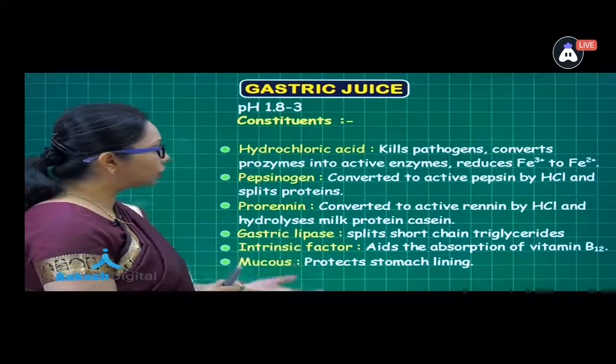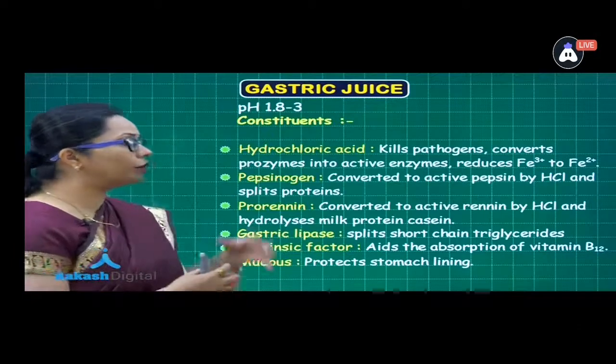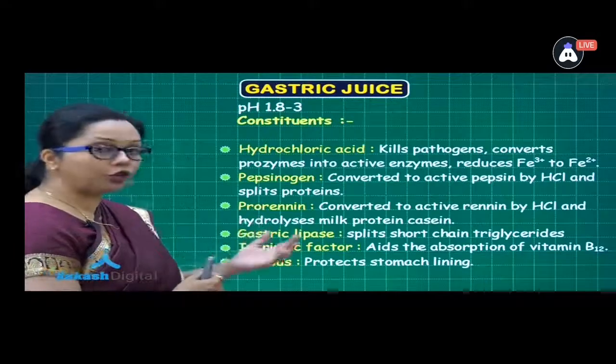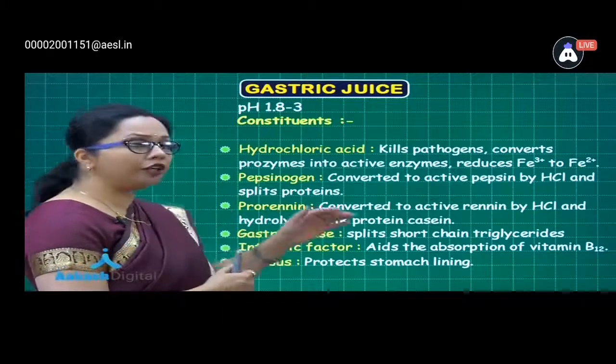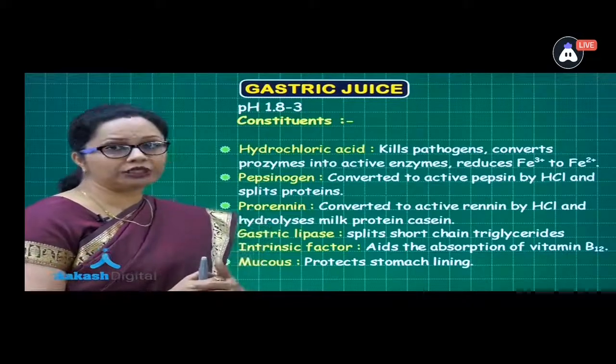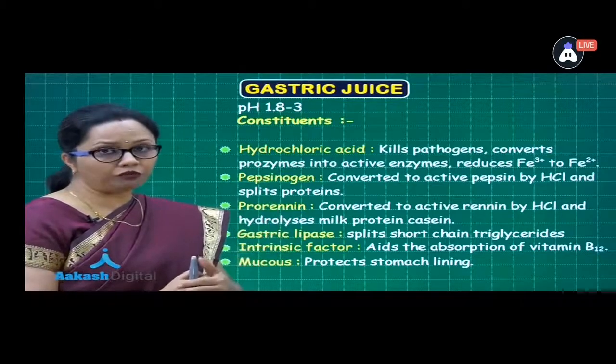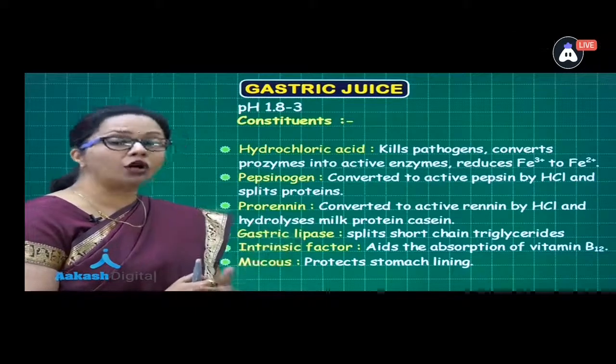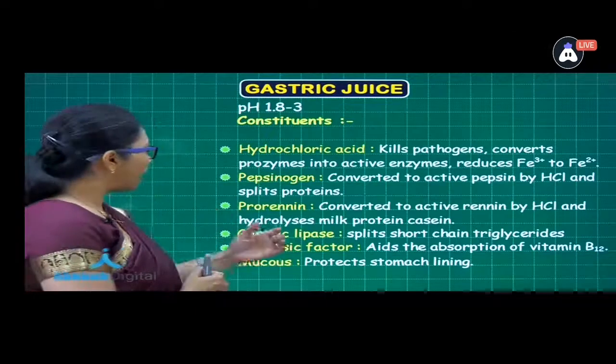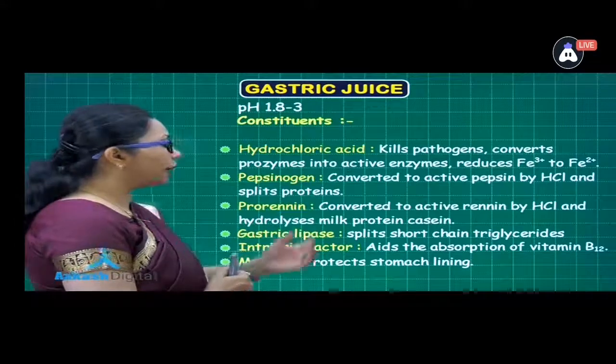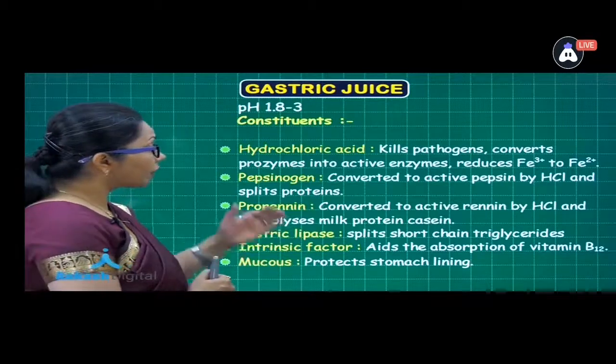Intrinsic factor, the Castle's intrinsic factor, that aids in the absorption of vitamin B12, that is cyanocobalamin. Again, a very, very important vitamin for RBC synthesis, and in the absence of B12, there is an anemia that is called pernicious anemia. And mucus, which protects the stomach lining.